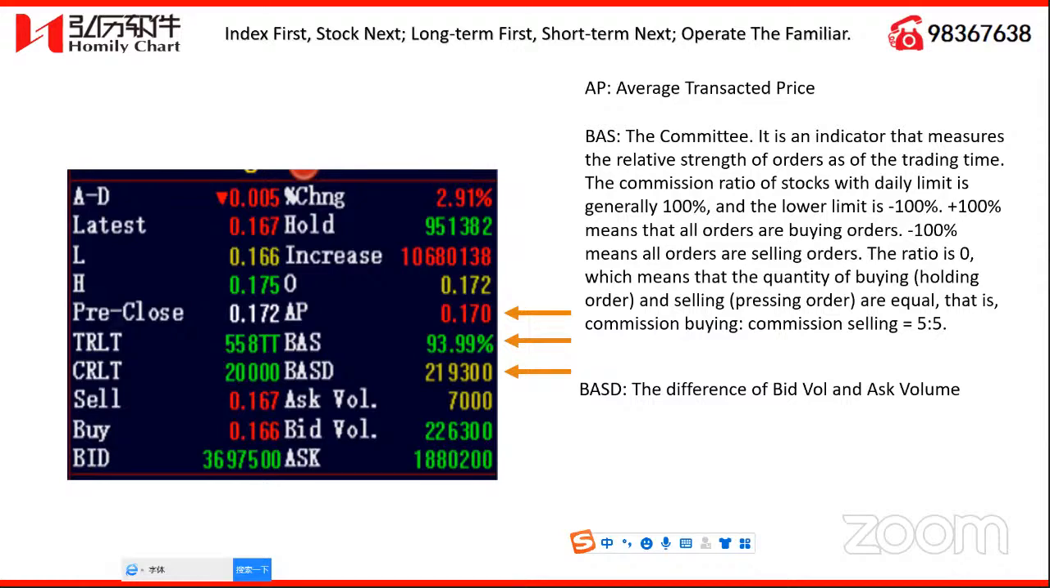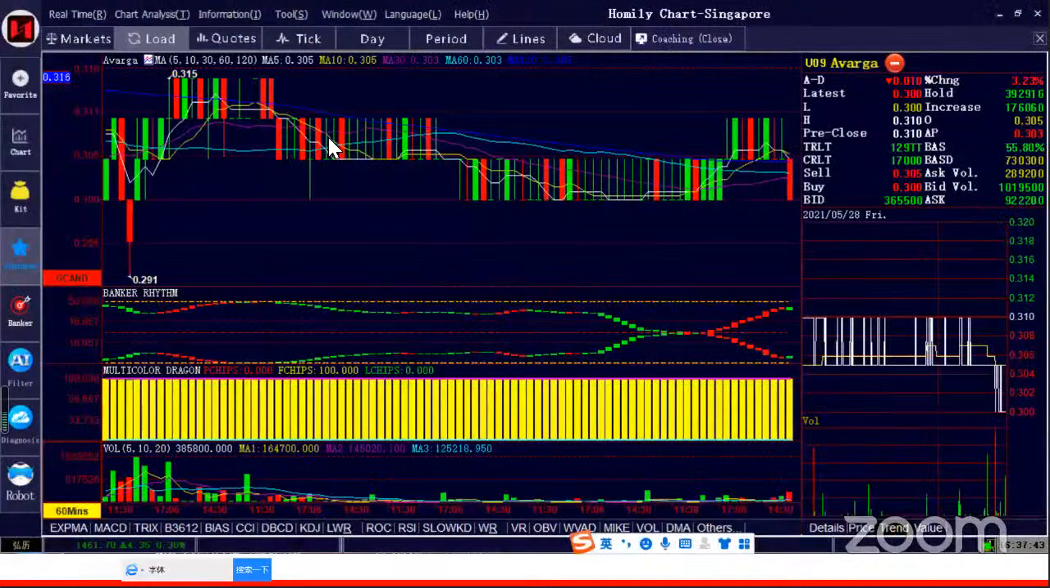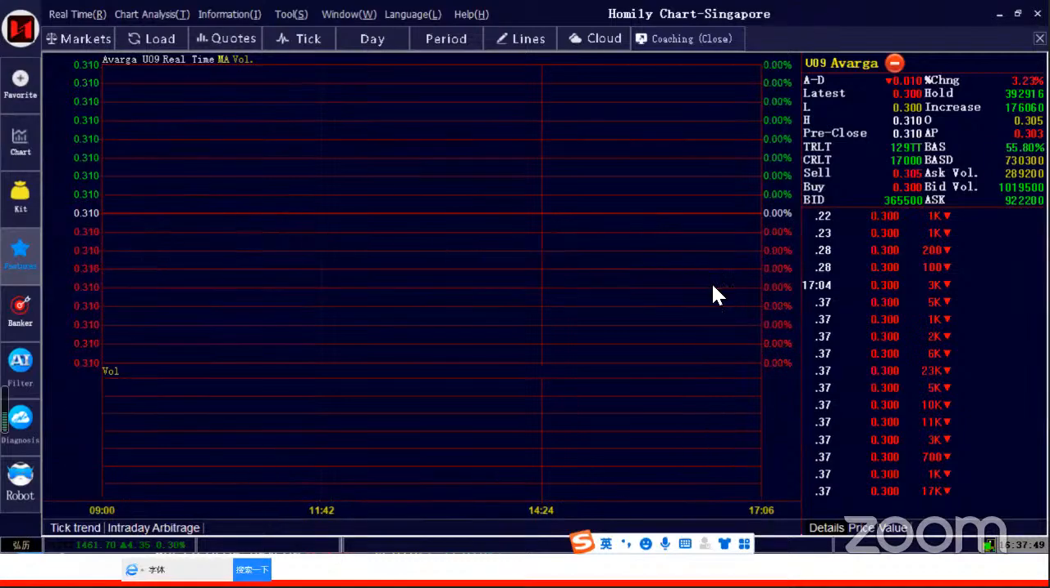May I know how to go to the tick chart? Going to the tick chart is very simple. Just go to here and click tick, and you will go to the tick chart.